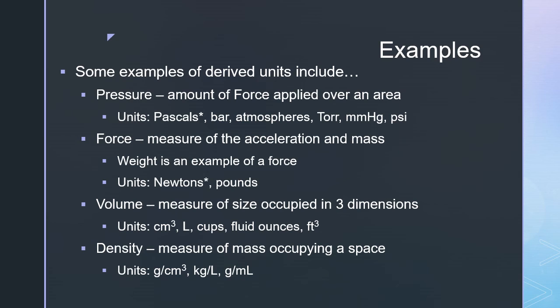Another derived unit is density. Density is a measure of the mass that occupies a space. We will talk more about density in another video, but some appropriate units for density might include grams per centimeter cubed, kilograms per liter, grams per milliliter, grams per gallon, anything where there is a mass divided by a volume. So density is connected to mass and length.